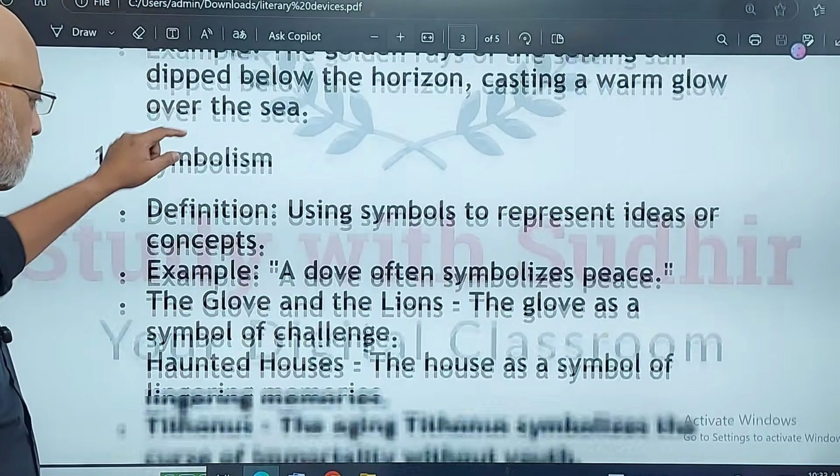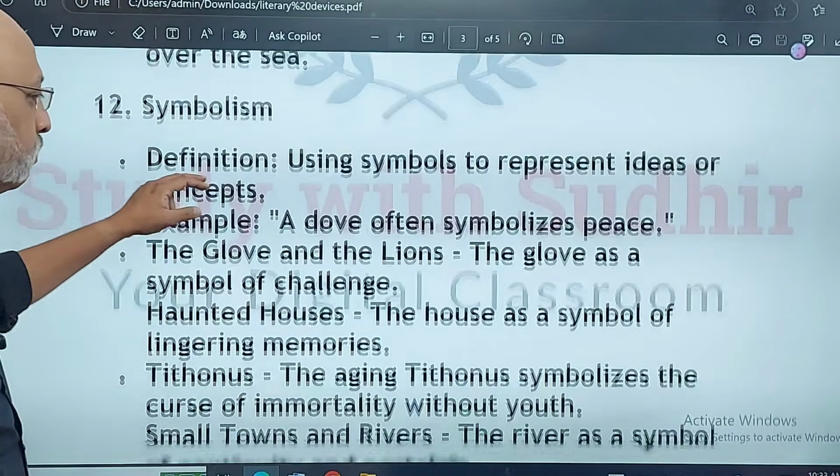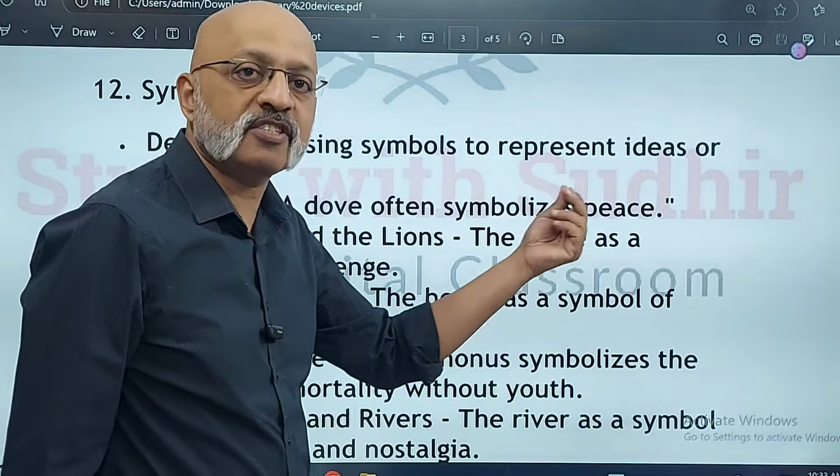Then we come to symbolism. Using symbols to represent ideas or concepts. For example, a dove often symbolizes peace.